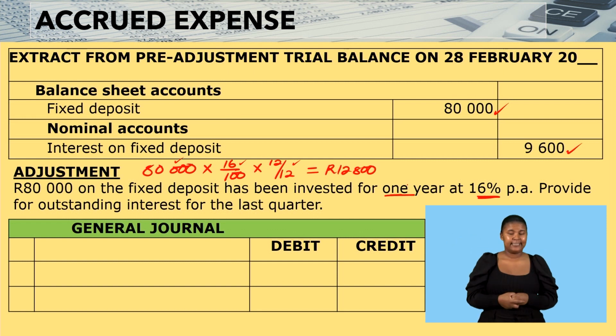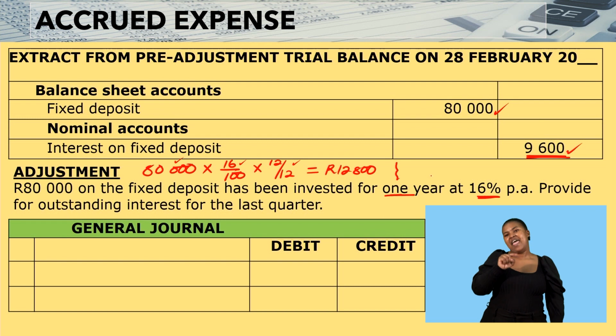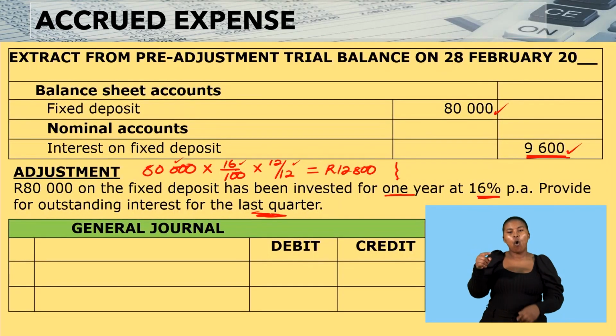This is the interest that we're supposed to receive for the entire year. However, we have received interest of 9,600. That means of the 12,800 that we are supposed to receive, we have received only 9,600. That means there is interest that is accrued. That is now the interest for the last quarter.